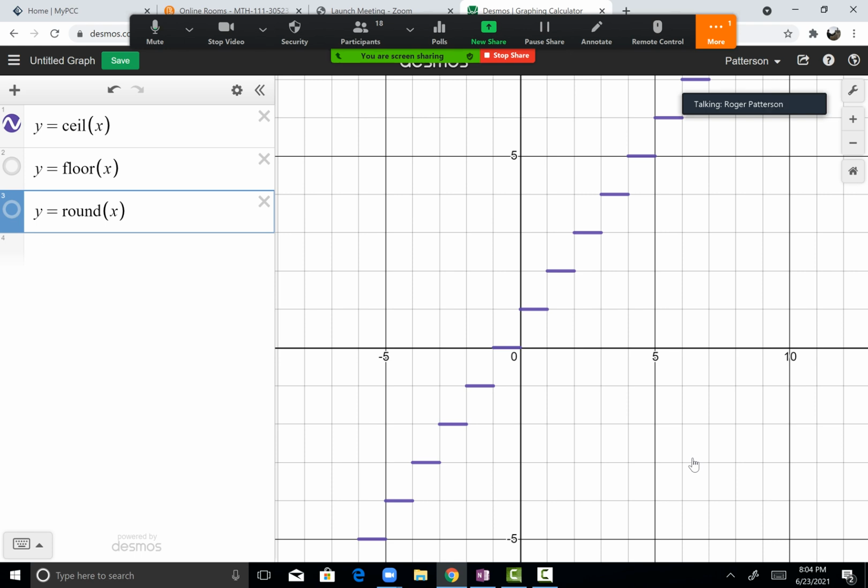Okay? So go ahead and let's take a couple minutes and mess around with these, explore ceil, floor, and round. Note the shapes of the graphs. Note the domain and ranges.